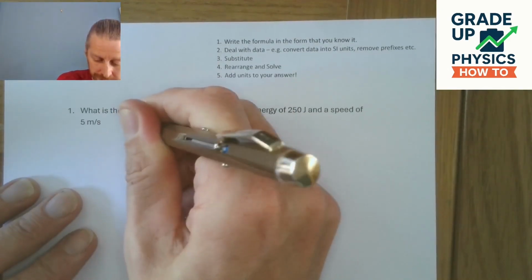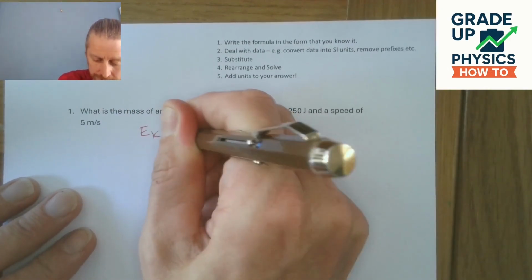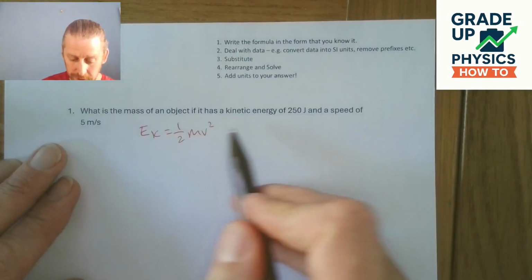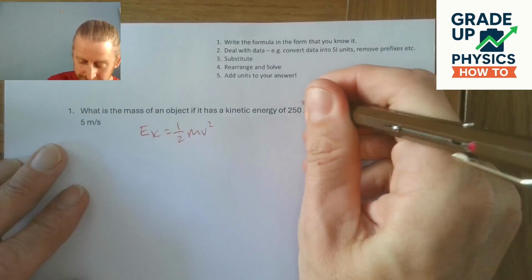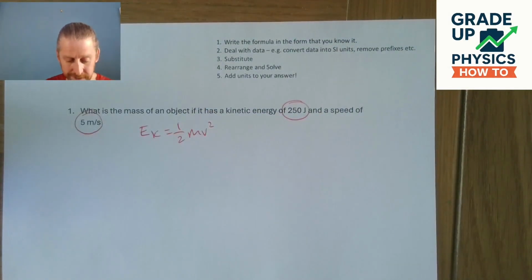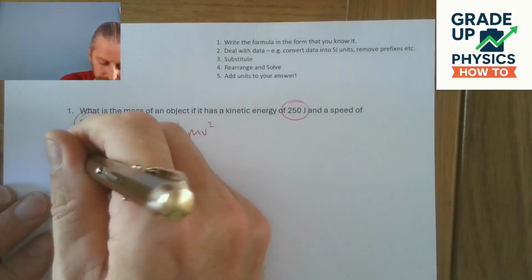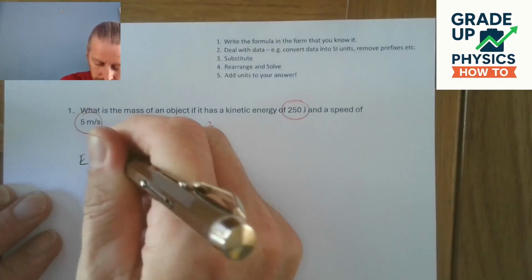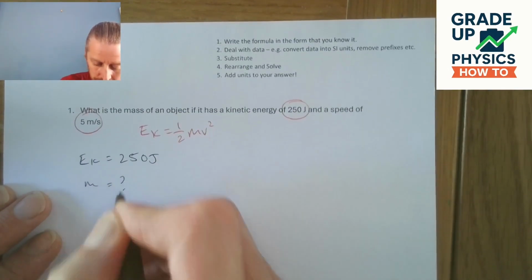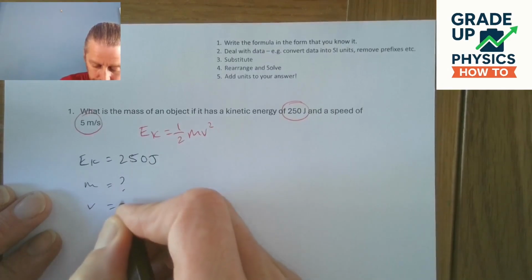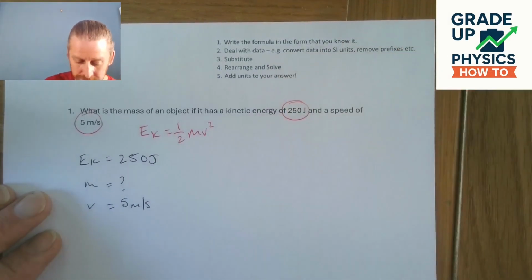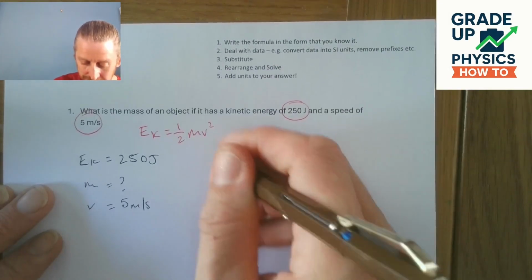So we start off with writing the formula in the form that we know it, looking a little bit like that. So let's have a little look at our data. That's our next stage. We've got a kinetic energy of 250 joules and a speed of 5 meters per second. So we're going to start off by dealing with the data and extracting those numbers from our question. Our kinetic energy is 250 joules, our mass is what we're trying to find out, and our speed is 5 meters per second. So we're going to move to step 3, which is substitute.